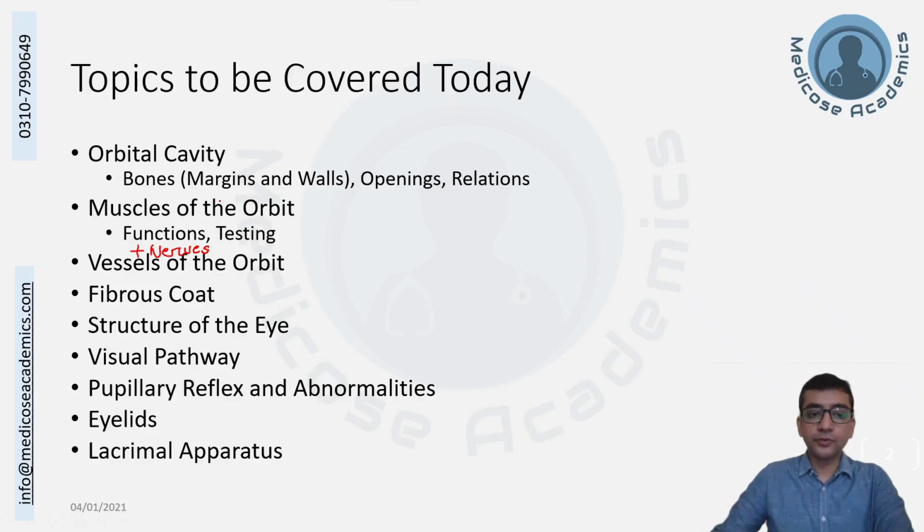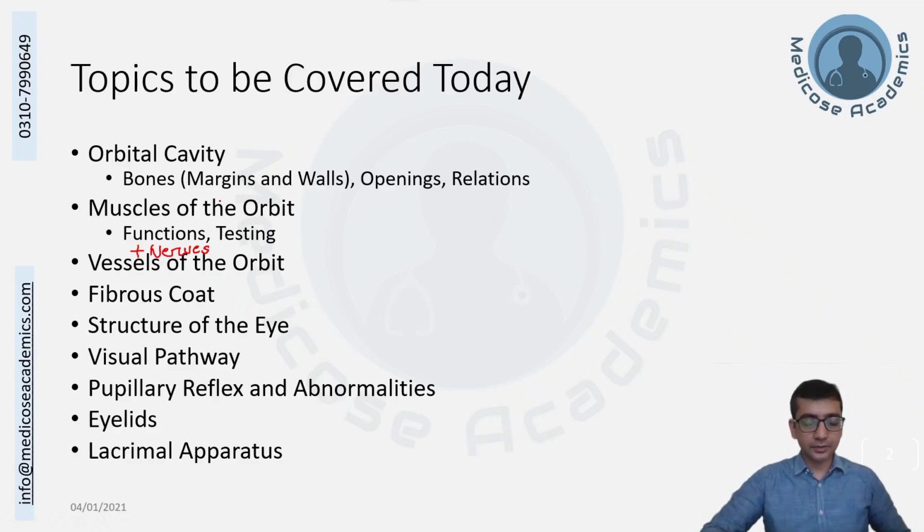In the eye, we will see its outer coverings, the fibrous coat. Then we will dive into the deeper structures that will include the other layers, the lens, the cornea, all the other things inside as we move along.